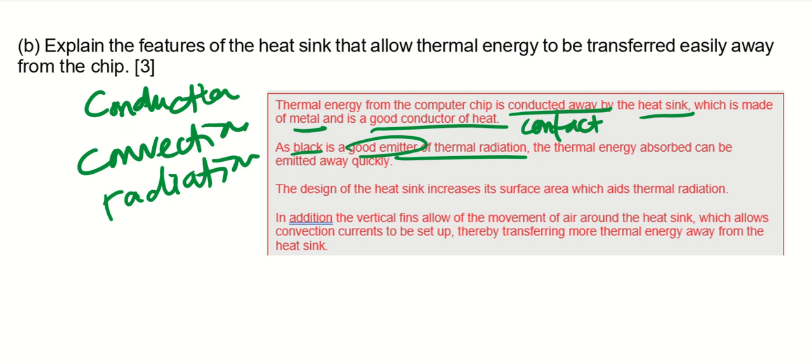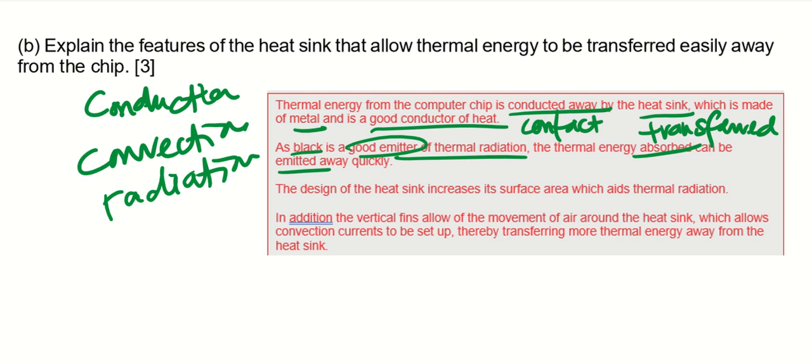But we will focus only on emitting, because the surrounding will be cooler, right? When you play games, when you use your PC, the computer chip becomes hot, and the heatsink will also become hot due to contact with it by conduction. So now, black being a good emitter, we do not use absorber here because we want it to emit, so we leave out the absorption. So we say black is a good emitter of thermal radiation. Therefore, the thermal energy transferred to the heatsink can be emitted away quickly.